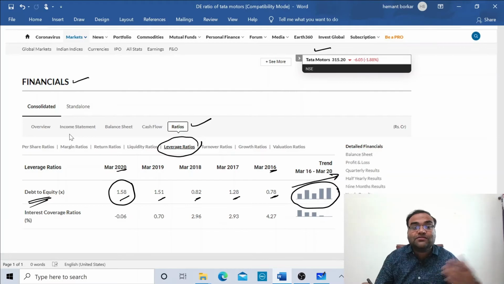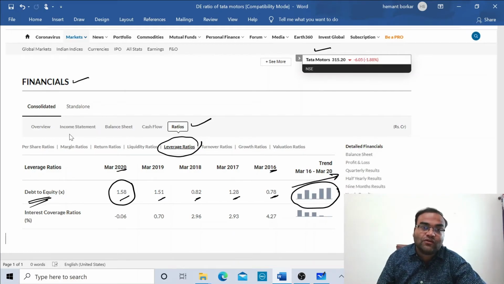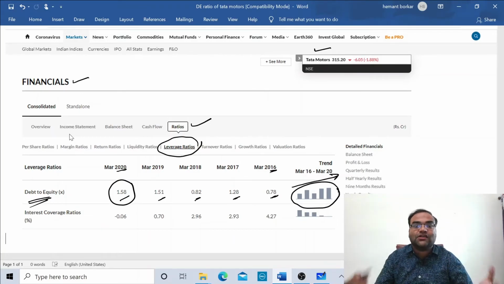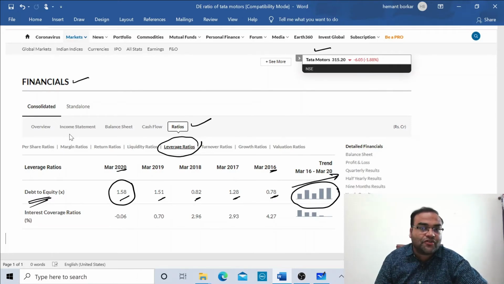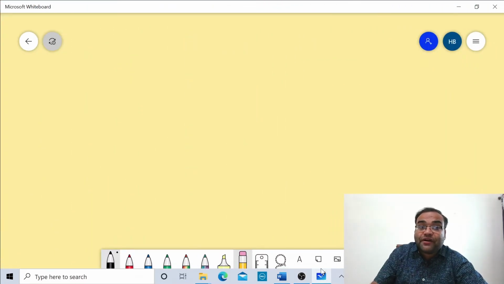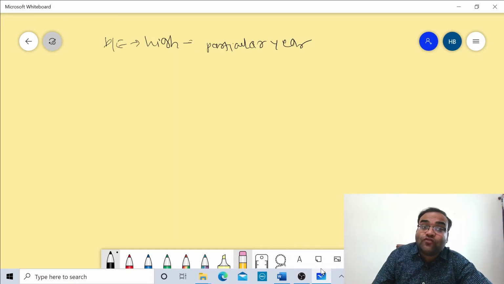However, since this is Tata Motors, which is an automobile company and has high capital requirements, we should not discard this company just based on the high D by E ratio. We should also look at other factors to analyze such a company. Also, when the D by E ratio is high for a particular year, you should look for the reasons for that situation.